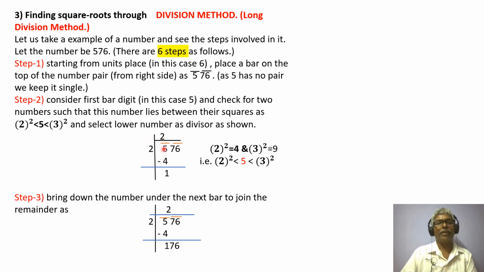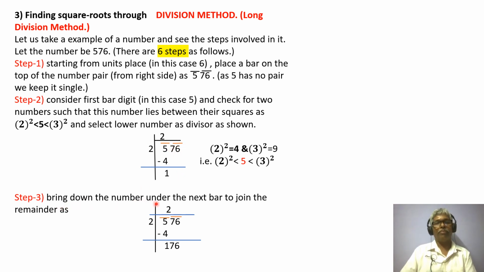Okay, and subtract this 4 from this 5, you get 1. Remainder is 1. What is remaining is 1. That is the second step. And the third step is transfer the whole pair under this down. That is the third step.